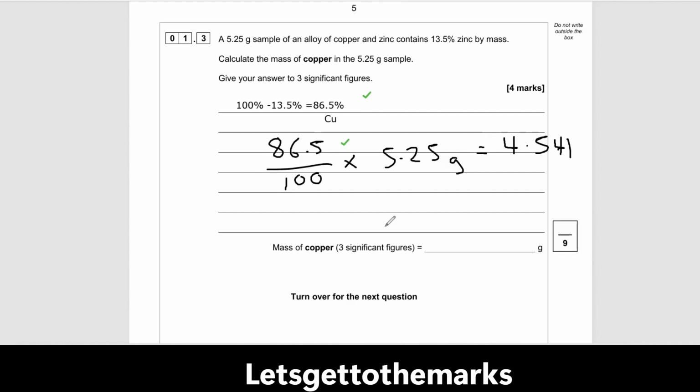4.541. Now it said, pay attention to the mass of the copper, 3 sig fig. So we need to do this to 3 significant figures. So it's 4.54. Why is it not 4.55? Because the 1 is lower than 5. So we keep this at 4. And there we go. That's your other 2 marks for a lovely 4 marks. Right, let's move on.